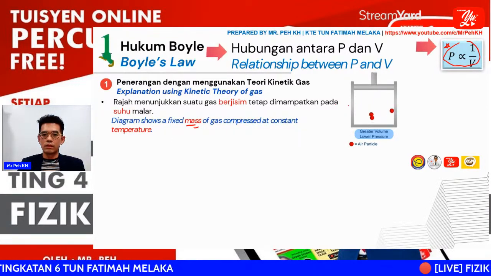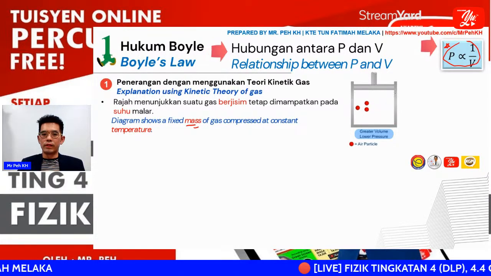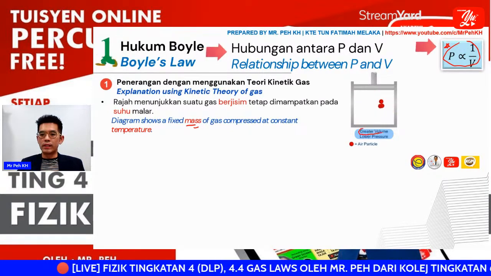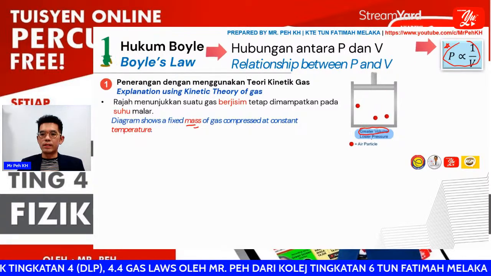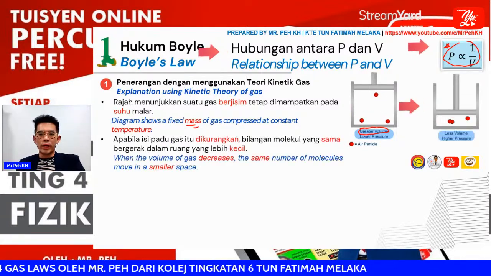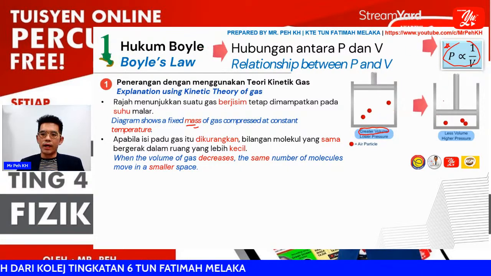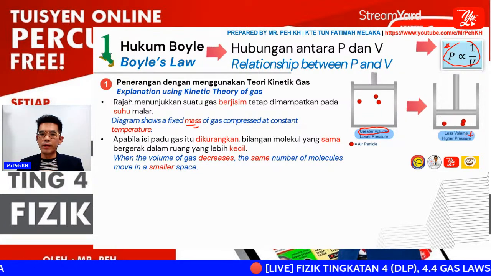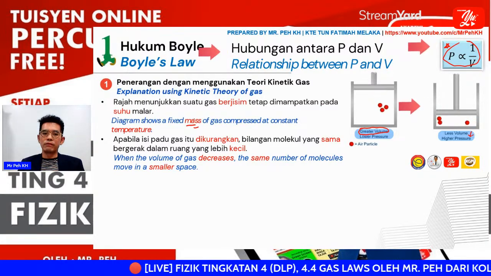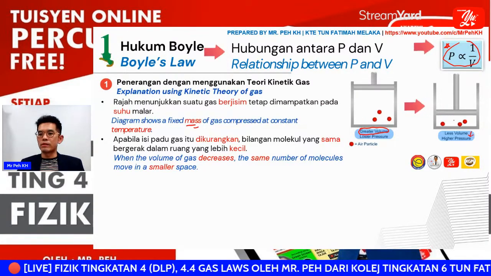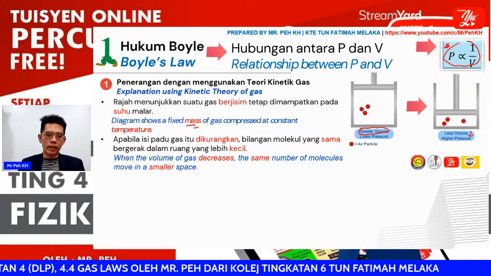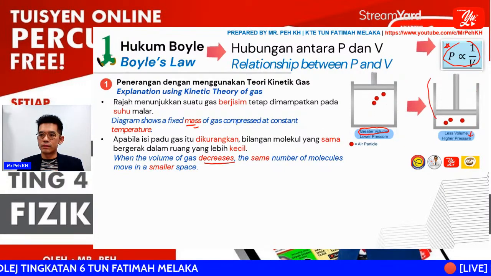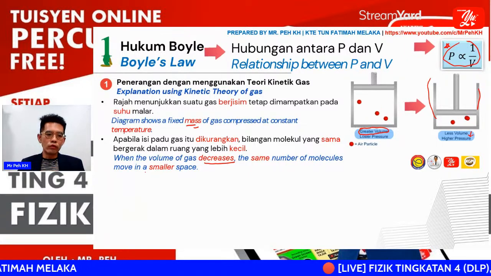You can see here the initial condition, showing the greater volume. The red dots here are the air particles. Then we can compress and make the volume decrease. You can see less volume. As mentioned just now, the mass is fixed, so you can see the number of particles here is actually the same. Look at the second sentence here: when the volume of gas decreases, we get this figure. The same number of molecules move in a smaller space.